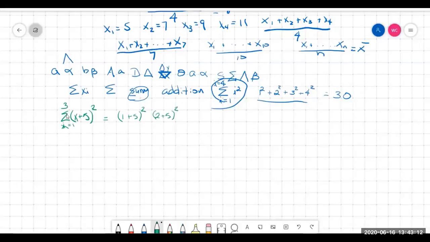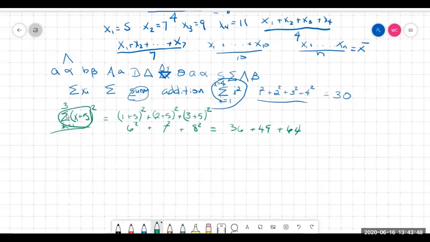And then I write 3 plus 5 and square. And then what does the sigma mean? It means you add these terms up. So you get this, and this is equal to 6 squared, and this is equal to 7 squared, and this is equal to 8 squared. So whatever that is, it's 36 plus 49 plus 64. I'll let you do that, but that's what this is.